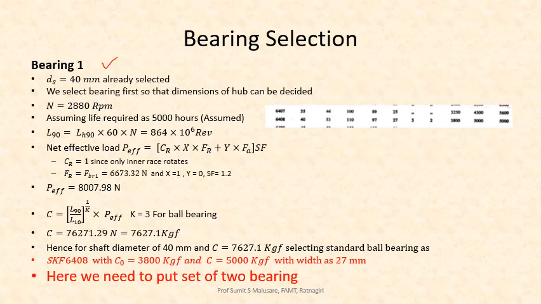So the diameter ds is equal to 40 mm, already assumed. Now RPM N is 2880, assuming the life of the bearing required is 5000 hours as per the recommendations. Now L90 is equal to LH90 into 60 into RPM, and that comes out to be 864 million revolutions. Now this is a standard formula: P effective is equal to CR into (X into FR plus Y into K) and the whole multiplied by the service factor. Now CR is nothing but the ring rotation factor.